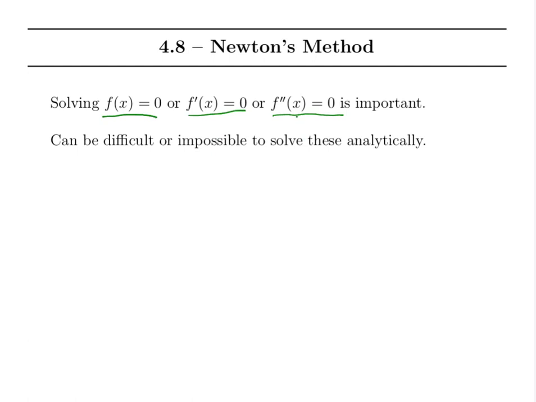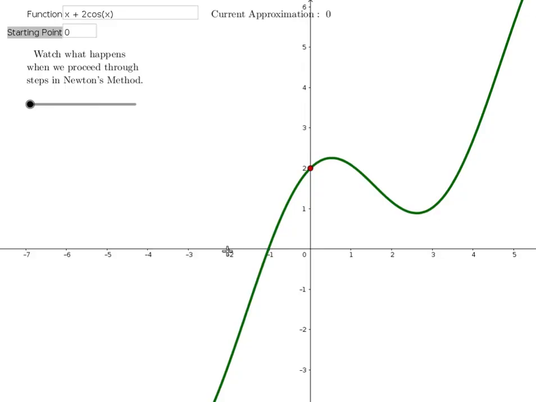This third one with the second derivative helps us find those important points, the ones that maybe could be inflection points. So sometimes these equations end up being really hard to solve. Let's take a look at one that we've seen already that is hard. This function, x plus 2 cosine of x, is one of the ones that we had in our homework that we found was just difficult to find the x-intercepts of.